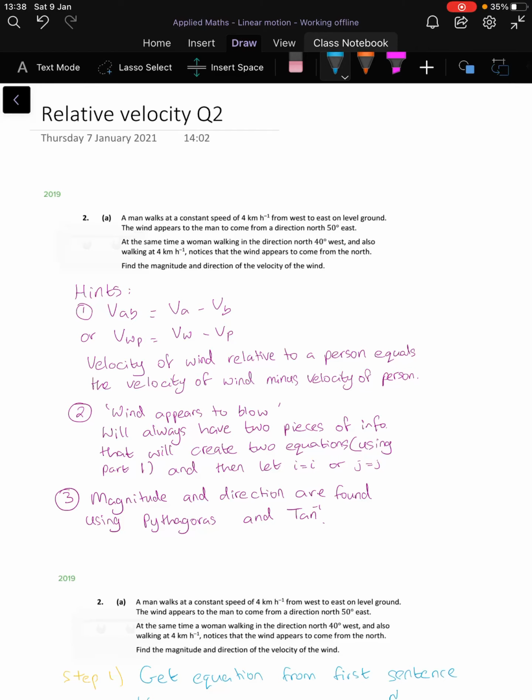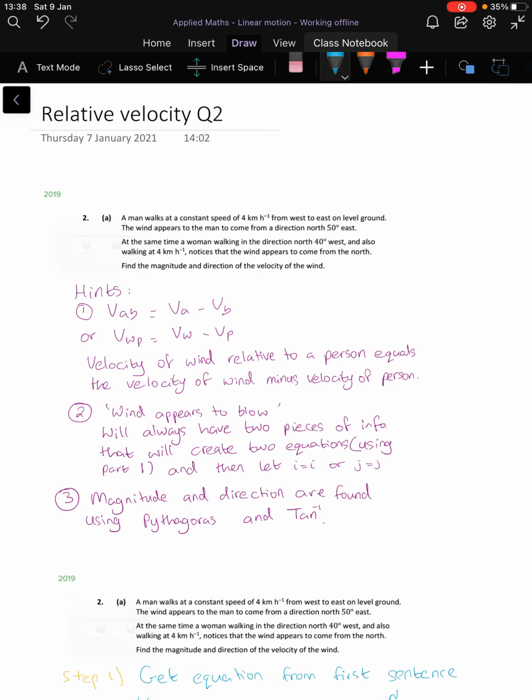We're going to start with relative velocity question 2 from the 2019 paper. So for this question 2 here, it says that a man walks at a constant speed of 4 kilometers per hour from west to east on ground level. The wind appears to the man to come from a direction of north 50 degrees east.